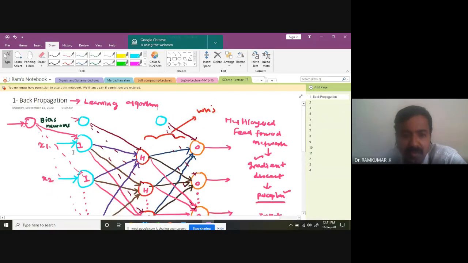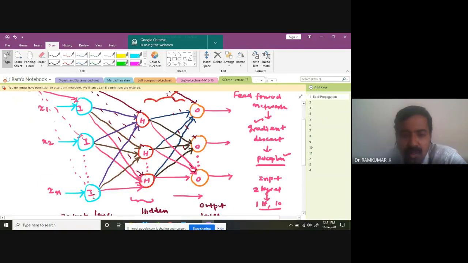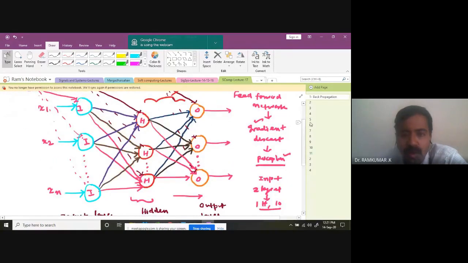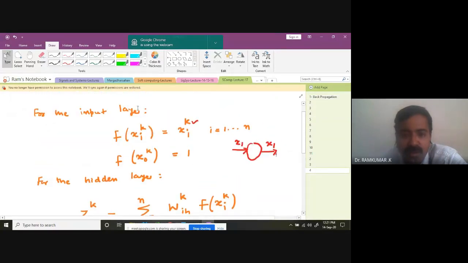See here, the first neuron is receiving input from only x1. The second neuron is receiving input only from x2. The third, that is the nth neuron, is receiving input only from xn. You understand? So naturally the output is all going to be the same. That's the idea we need to have in mind. That's the input layer function. So I have n such neurons.